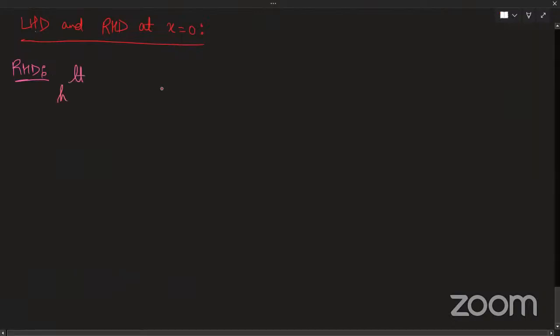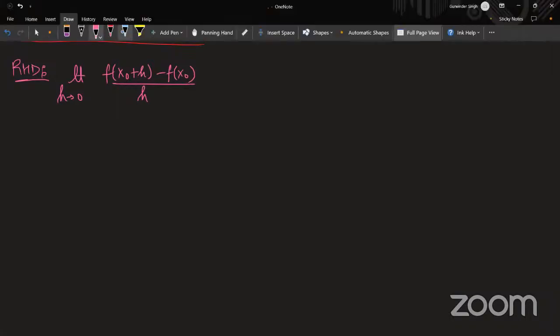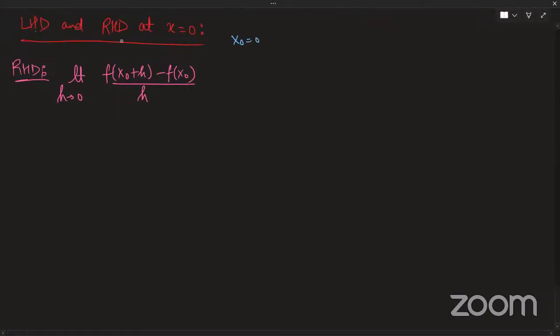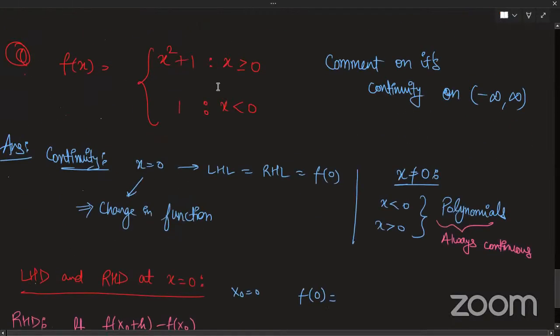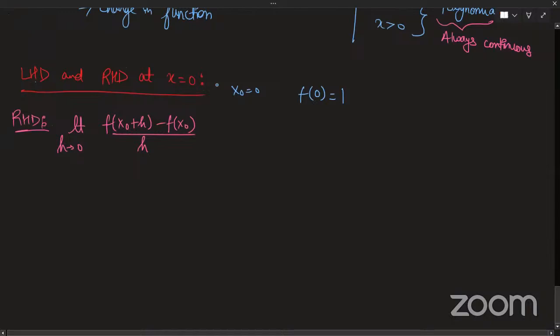So RHD. You have got limit h tends to 0, f of x naught plus h minus f of x naught, whole divided by h, right? Again, your x naught is equal to 0. So what is f of 0 in this function? f of 0 is 1.